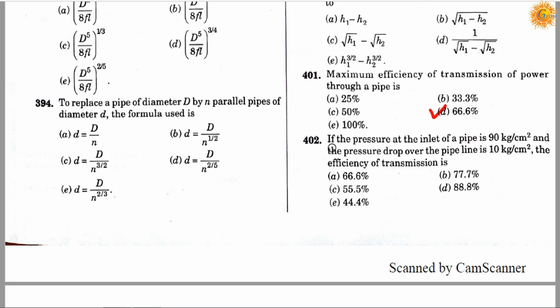Question number 402. If the pressure at the inlet of a pipe is 90 kg per centimeter square and the pressure drop over the pipeline is 10 kg per centimeter square, the efficiency of transmission is: option A, 66.6%; option B, 77.7%; option C, 55.5%; option D, 88.8%; option E, 44.4%. Correct answer is A, it will be 66.6%.